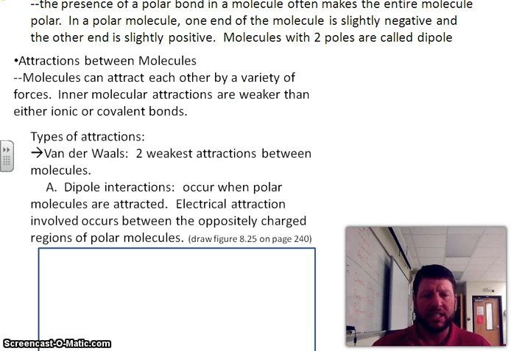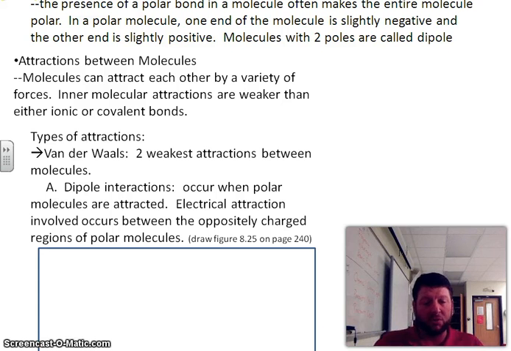Now, there are types of attractions, and one of those types is called van der Waals. The van der Waals forces are the two weakest attractions between molecules. Number one, or letter A, is the dipole interactions. This is a type of van der Waals, don't forget that. They occur when polar molecules are attracted. The electrical attraction occurs between the oppositely charged regions of polar molecules.